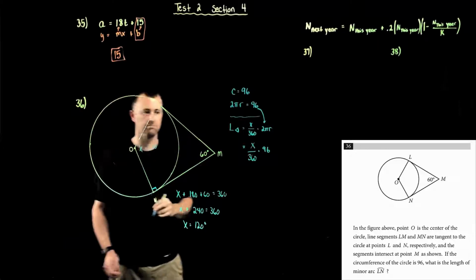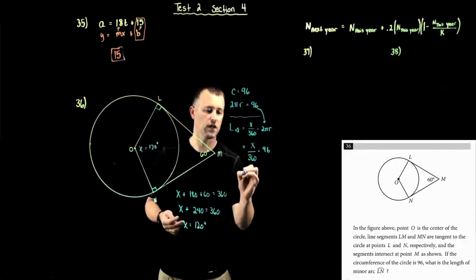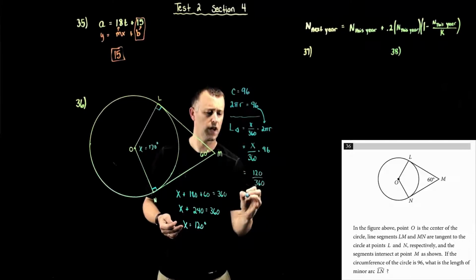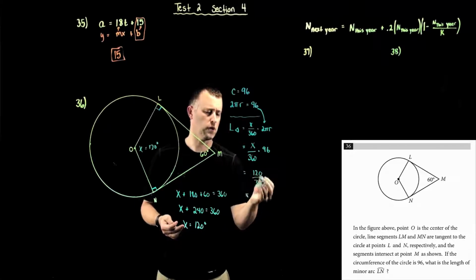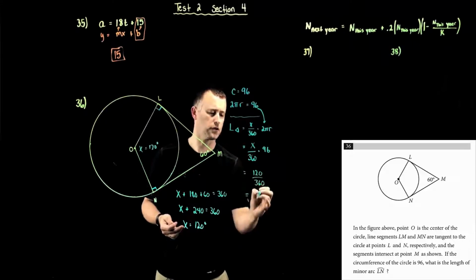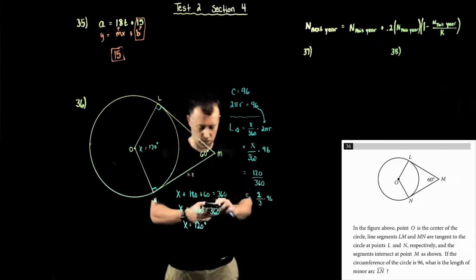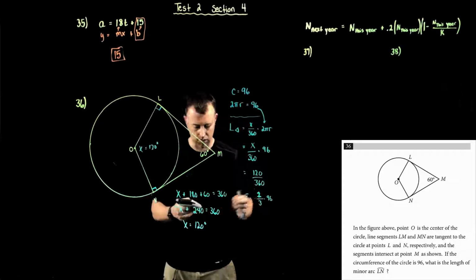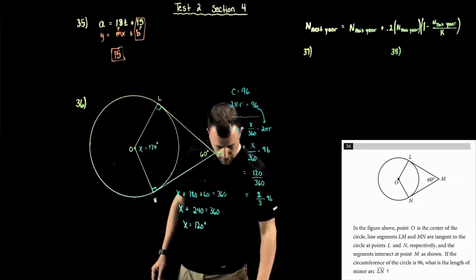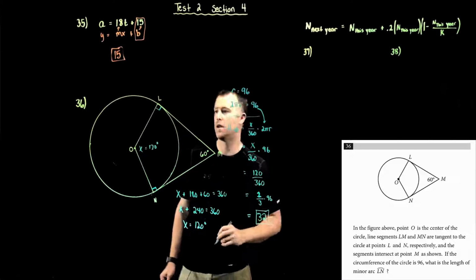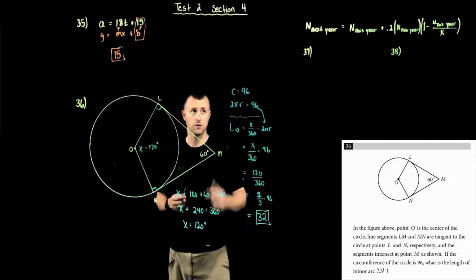So I have my angle, which means I can come over here. I can find the length of that sector. I'm now going to take this. That's 120 over 360, that's actually going to equal 1/3, sorry. So that's 1/3 times 96. And if I do that, 1/3 times 96 is going to give me 32. So that's going to be the length of my sector, and that's all we need to say for number 36. 36 is 32.